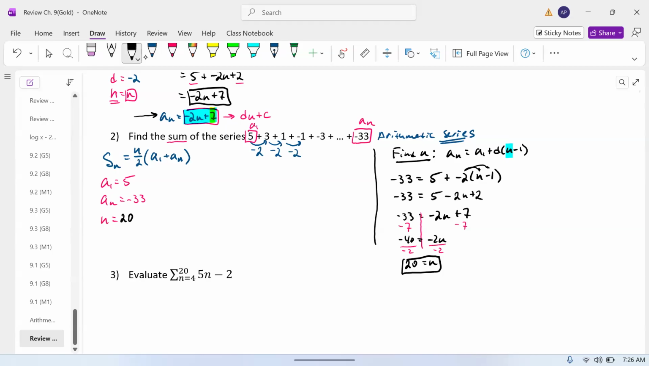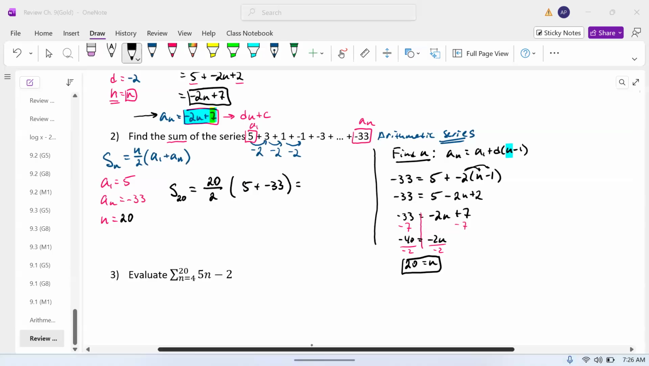Okay, now knowing all of the terms, now it's just application of the formula. So S sub 20, now we can say that we're adding the first 20 terms, and that would be 20 divided by 2 times 5 plus negative 33, and then we calculate this result. Well, negative 33 plus 5 is negative 28 times 10 is negative 280, if I'm not mistaken.